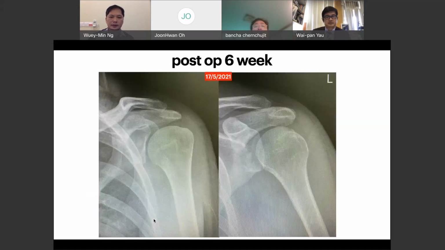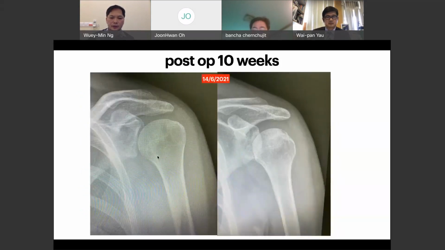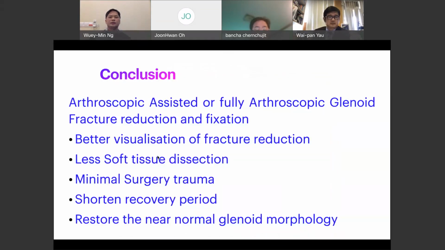Currently this patient is 6 weeks post-op. You can see the glenoid, which initially had a drop-off inferiorly, is now back to the normal space. This is at 10 weeks, so it's still holding well. I still follow up this patient because the surgery was only done in April.